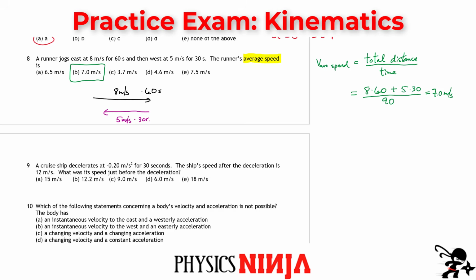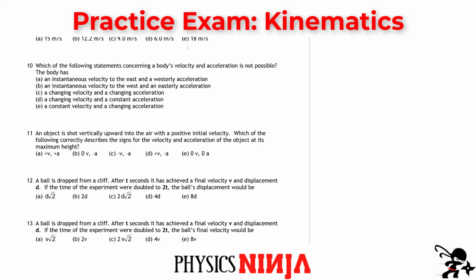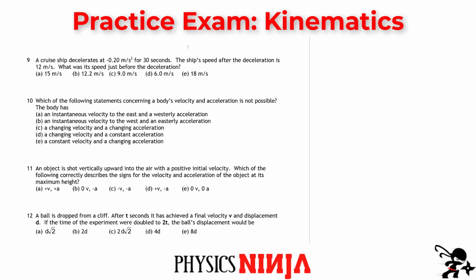Number 9. Let's scroll down here a little bit. All right, for question 9, what we have here is a cruise ship that decelerates at a rate of 0.2 meters per second squared for 30 seconds. The ship's speed after that deceleration is 12 meters per second. What is the speed just before the deceleration?